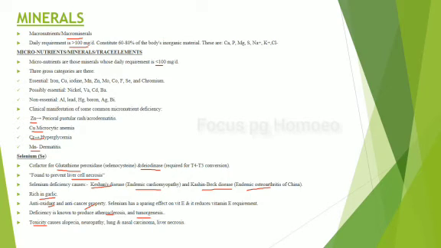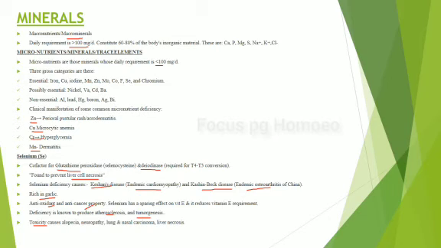Then the next topic is minerals. Macronutrient minerals have a daily requirement of more than 100 milligrams per day, and they constitute 60 to 80% of the body's inorganic material. These are calcium, phosphorus, magnesium, sulfur, sodium, potassium, chloride.